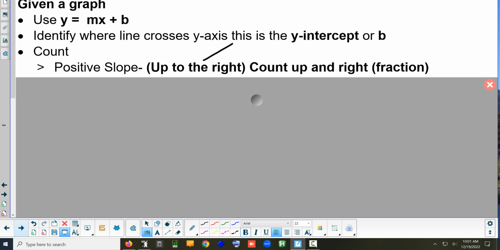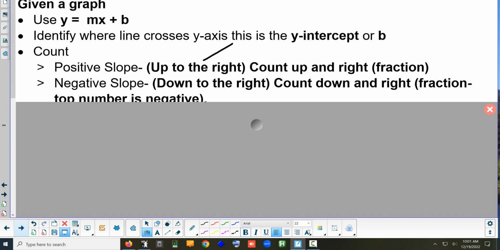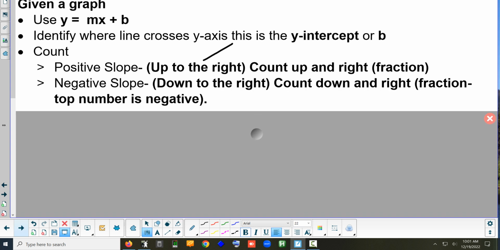Aiden, what would a negative slope be? Exactly. A negative slope is going to be down and to the right. So negative slope is going to look like that. So when you have a negative slope, you need to put a negative in your fraction.